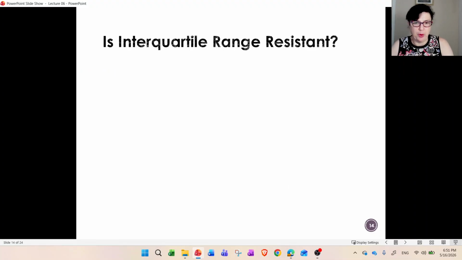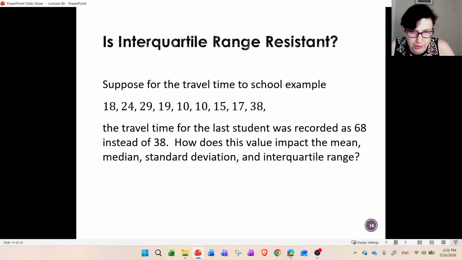Okay, this is the last part. Is the interquartile range resistant? What does that mean? Again, remember that the range and standard deviation are not resistant, right? So if you have an unusual observation, that is going to affect the range and standard deviation. But what about the interquartile range? Can we use it as a measure of spread? Well, let's take a look real quick.